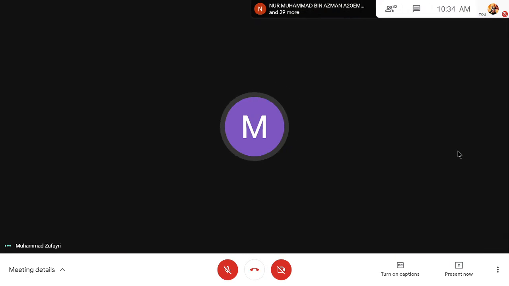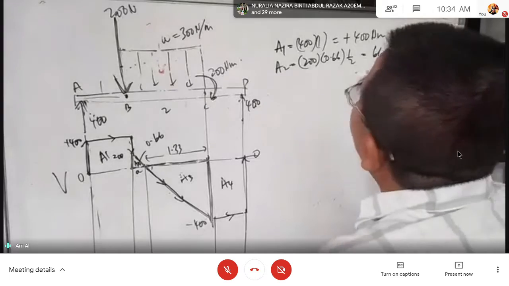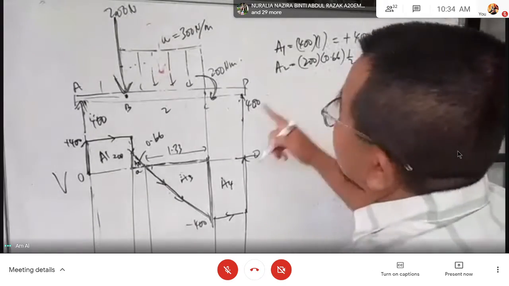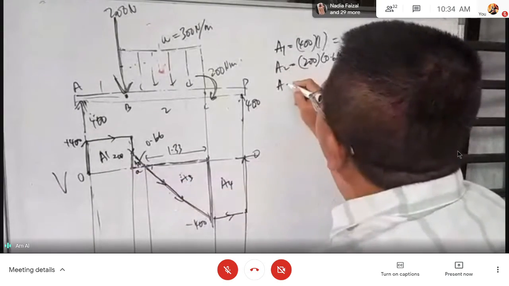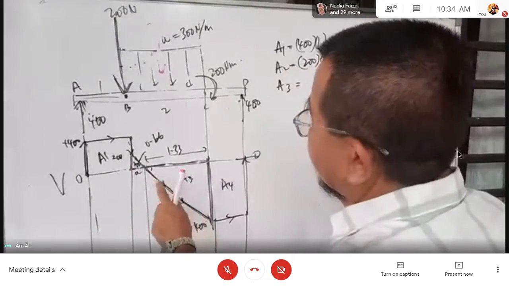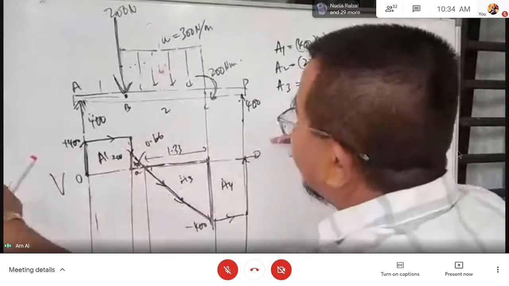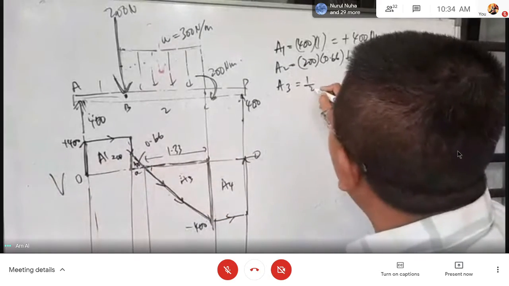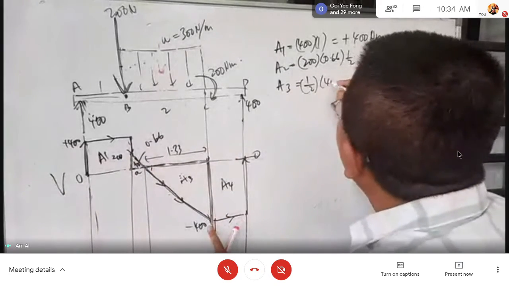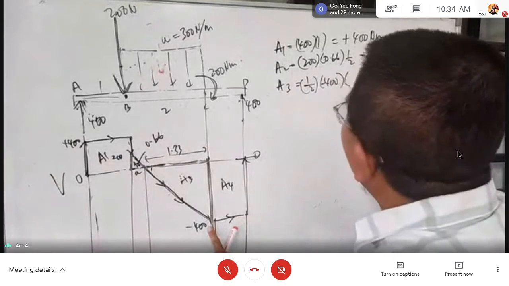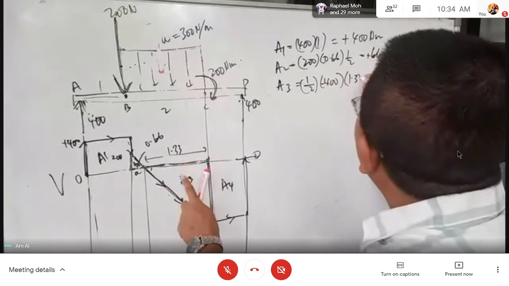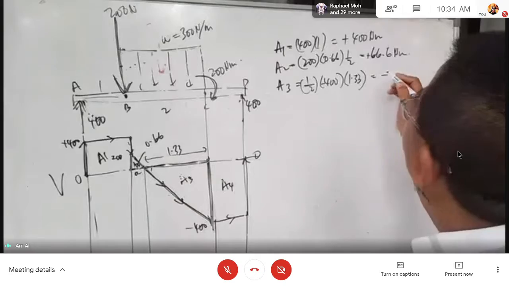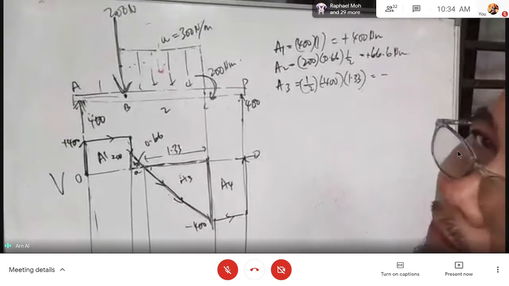66. Huh? 66.6 meter. Yeah? Positive. So A3 now is negative. Area is below the graph. So what do we have there? So half of height is 400 minus there, and then 1.33. So what is the value there? The value must be minus. What is the value there, please?